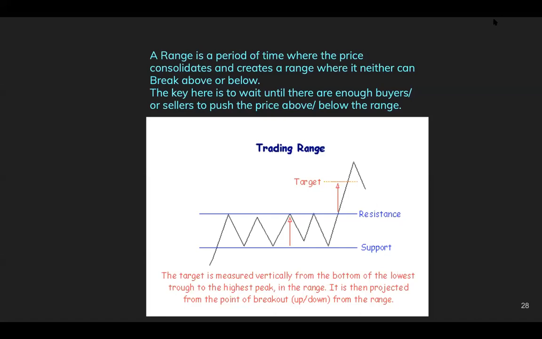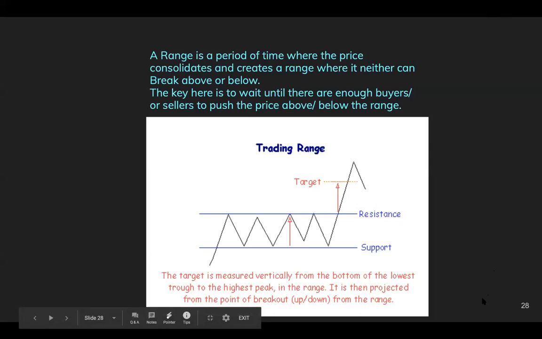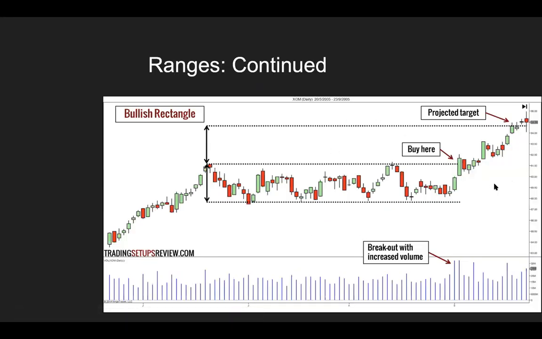A range. A range is a period of time where the price consolidates and creates a range where it can neither break above nor below. The key here is to wait until there are enough buyers or sellers to push the price above or below the range. The target is measured vertically from the bottom of the lowest, that word is so hard to pronounce, trough, to the highest peak in the range. It is then projected from the point of breakout from the range. Man, whatever. This isn't English class.